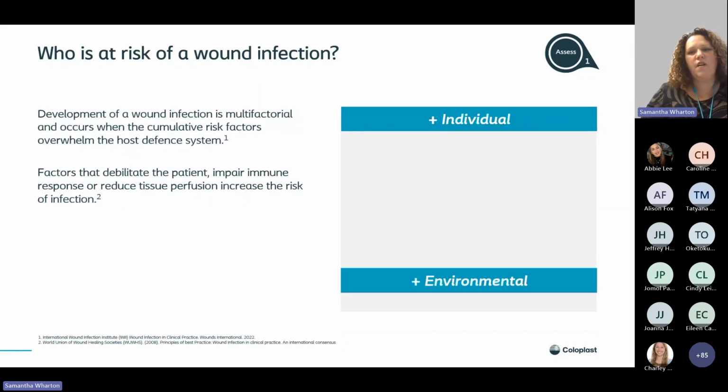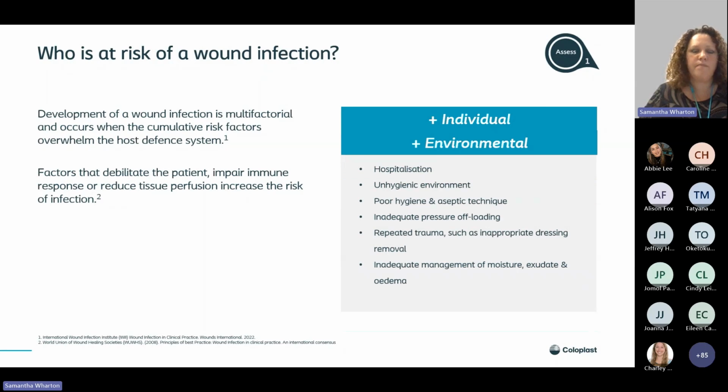And then looking at those environmental risks, so hospitalization, if you're in hospital, the longer you're in there, the more at risk you will be of picking up infections. Unhygienic environments. I've been a community nurse and been in some very unhygienic environments. I've been to houses where there are hoarders, often a lot more bacteria within that environment.